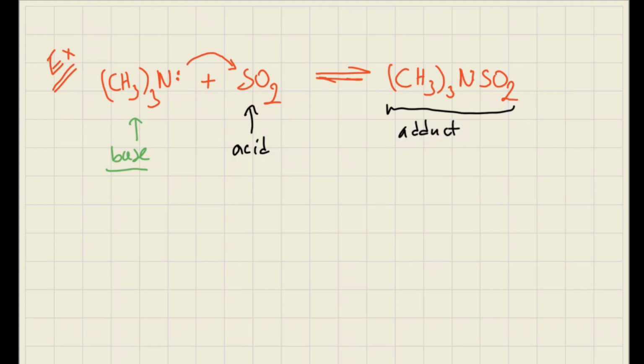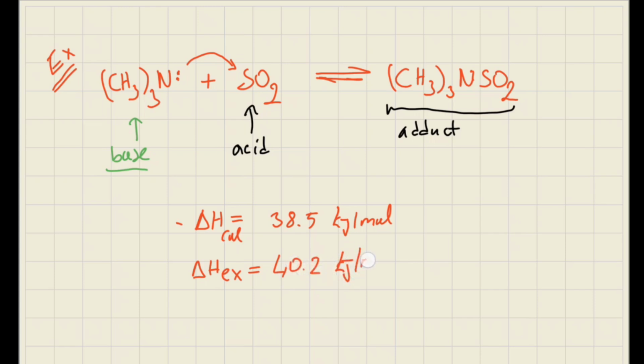And we can calculate the delta H of this reaction. Theoretically, the calculated value is 38.5 kilojoule per mole, and the experimental delta H value of this reaction is 40.2 kilojoule per mole. So definitely there is a weak bond here. This is a weak bond.